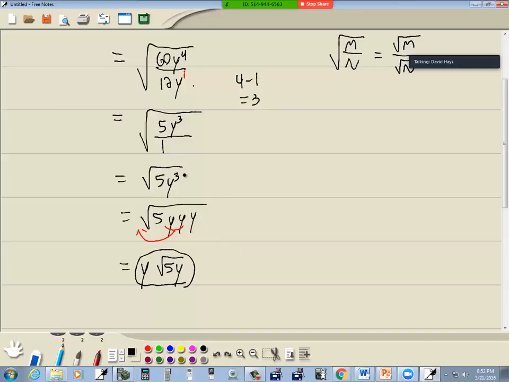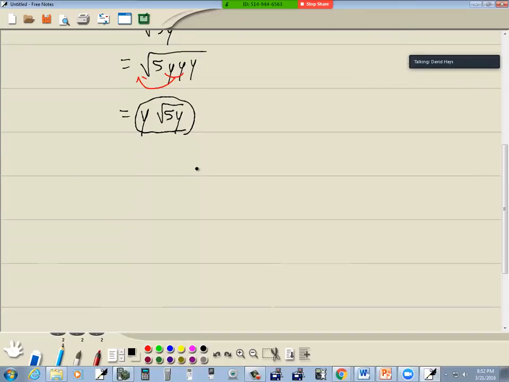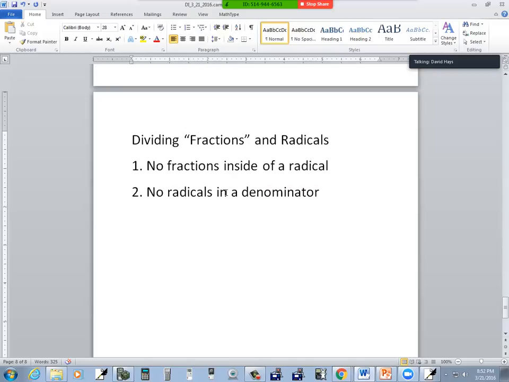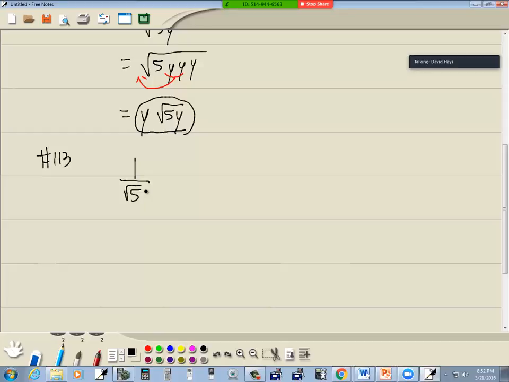Now let's take a look at another example. Number 113. We got 1 over the square root of 5. Well, we got a problem here. We said no radicals in the denominator. We have a square root down here. Can't have that. Now when you have a square root down below, how we're going to get rid of it is we're going to multiply the top and bottom by that square root. And we're going to see why that actually works.